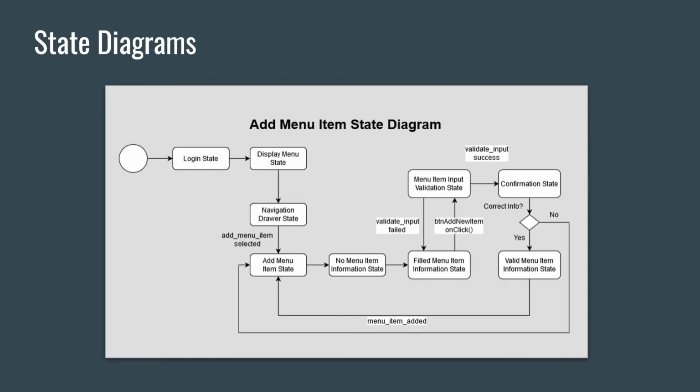Here we have our add menu item state diagram. First, the user begins to log in, then the menu is displayed with the populated items in the display menu state, where the user can pick from the navigation drawer menu to add a menu item. The system will check if the menu item information is entered correctly and then validate it. When everything is confirmed, the data will be stored in the Firestore database under the correct table.